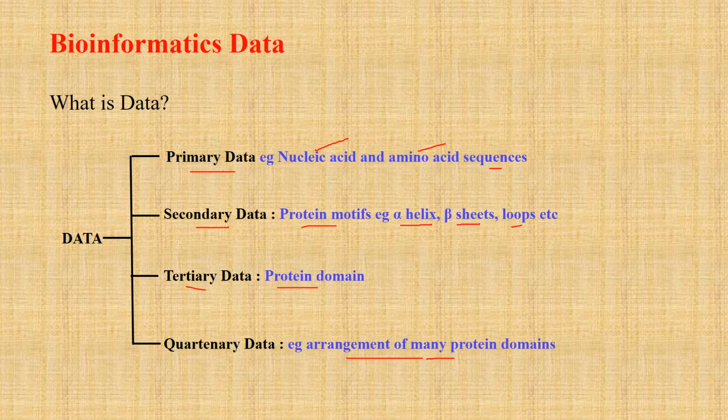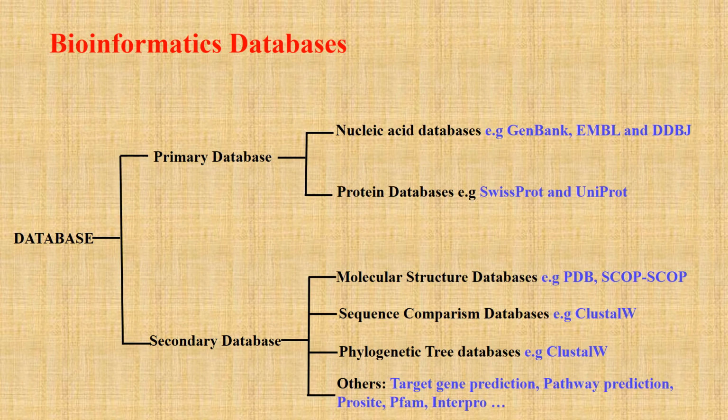Now, when we have gathered data, we have to store it in the computer, and the site where data is being stored is known as a database. So a database in a larger sense is the site where data is being analyzed or stored. And there are two types. We have primary databases. Okay, primary data is data that generally comes from experiment, okay, and has not been modified to some extent. And for primary databases, we have two types. We have nucleic acid primary databases.